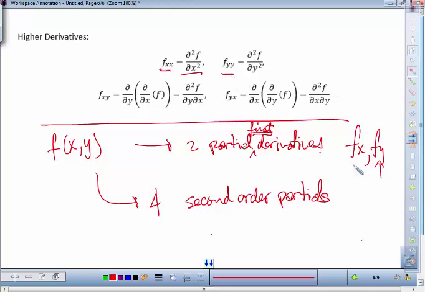But you can also take the derivative of fx, since there's two variables, you can take the derivative of that with respect to x and also take the derivative of that with respect to y. And so now here we're introducing a derivative with respect to one variable the first time, and then the second time a derivative with respect to the other variable. So now that's a third one, and then if you take fy and take the derivative of that with respect to x, now here's your fourth one. So we have 4 second-order partial derivatives. Okay?